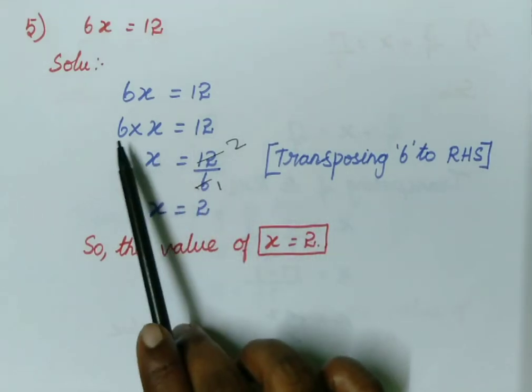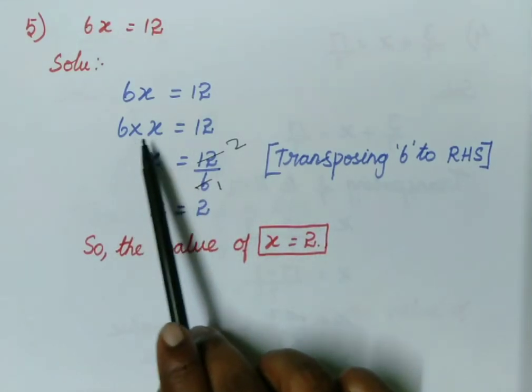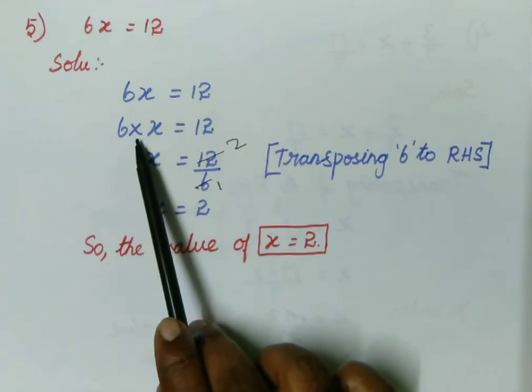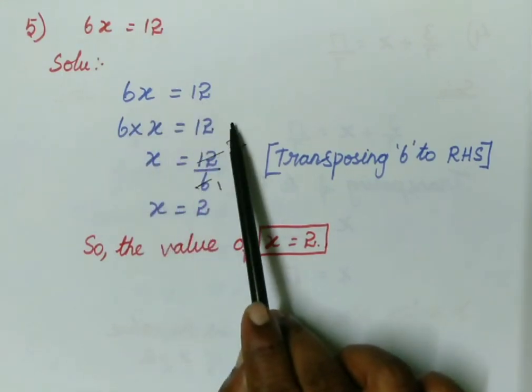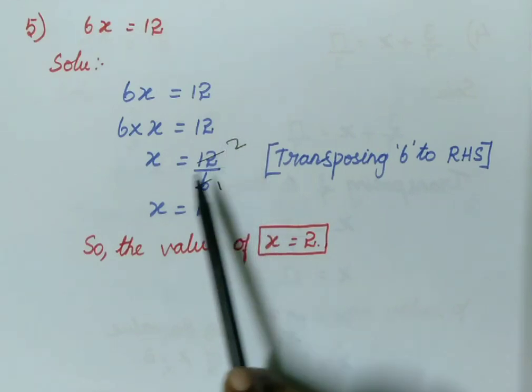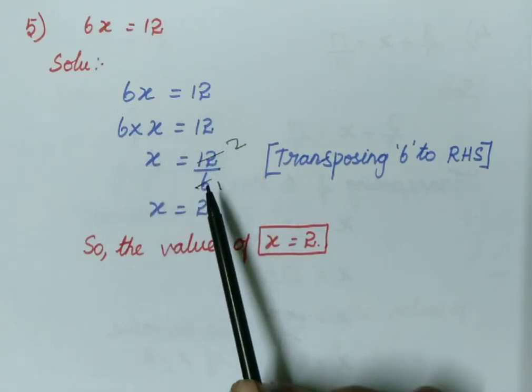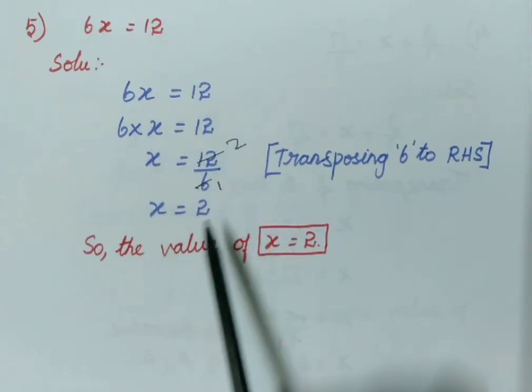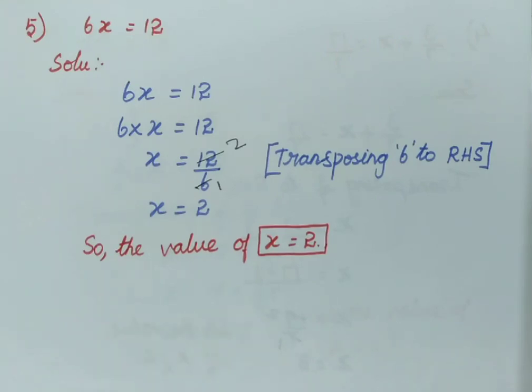Again I'll tell you, 6 into x. The operation between 6 and x is multiplication. So when multiplication crosses the equal to sign, it will become division. That is how 6 becomes the denominator. Hence the value of x equals 2.